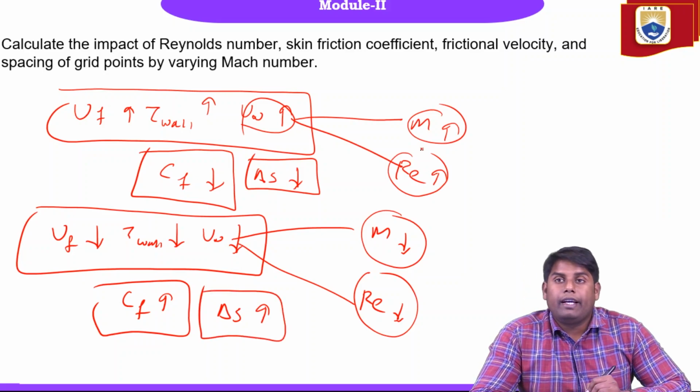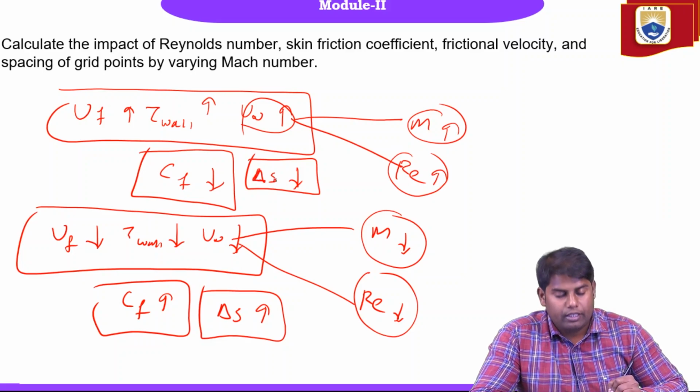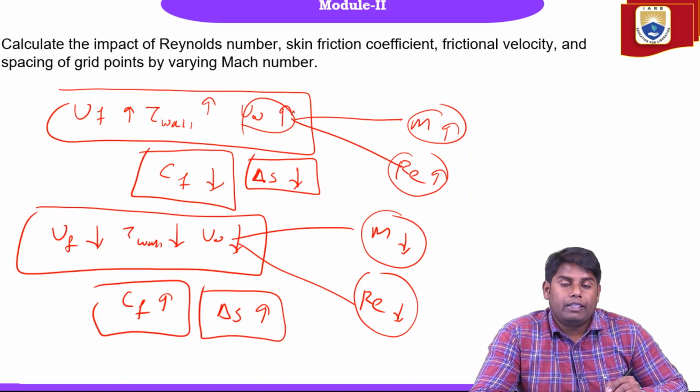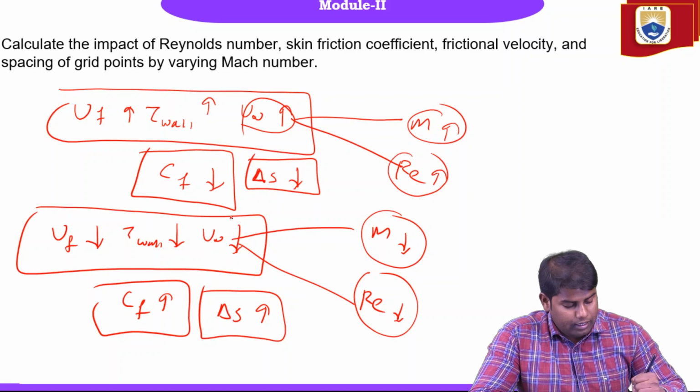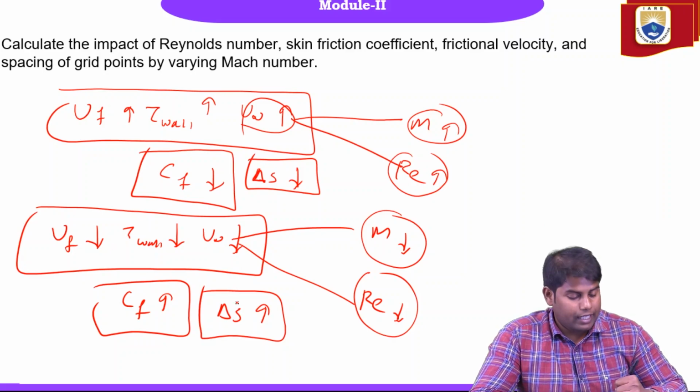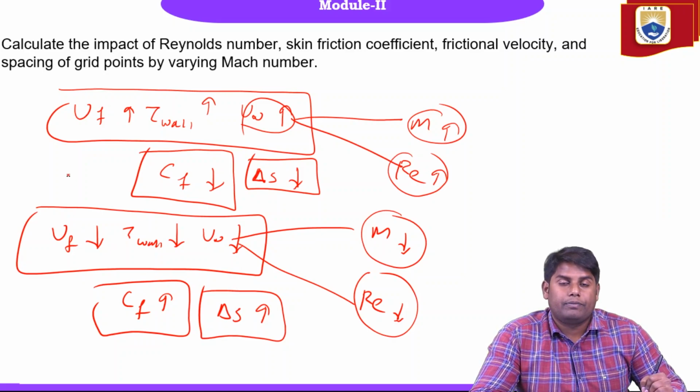Fine. So delta S is nothing but the spacing between the grid points. So here the spacing between the grid points will basically decrease when UF value increases. Here the spacing between grid points will increase when UF value decreases.